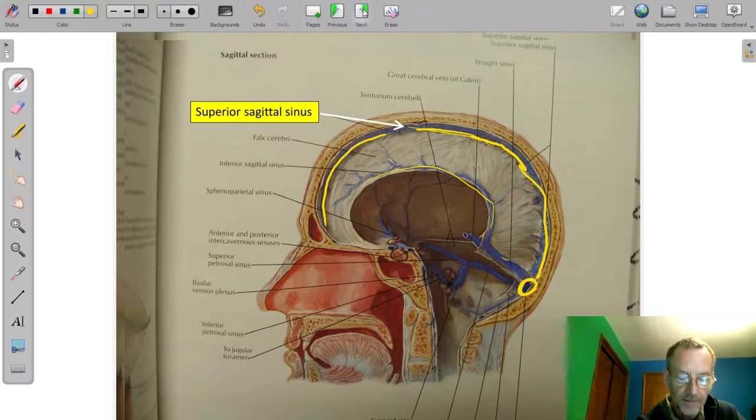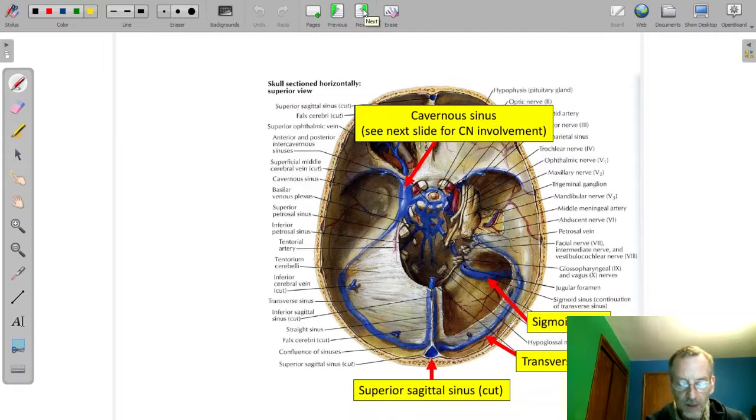So, superior view of the skull. At the bottom of the illustration is the superior sagittal sinus that's been cut. It's come down from the top of the head to this point. The blood then continues on both to the left and to the right along these transverse dural sinuses.